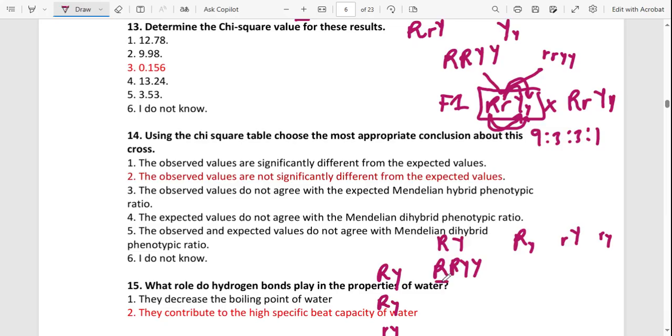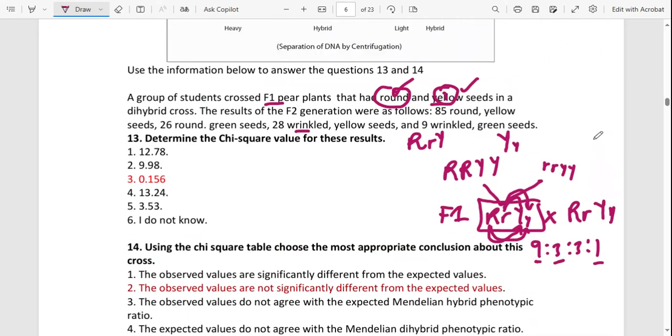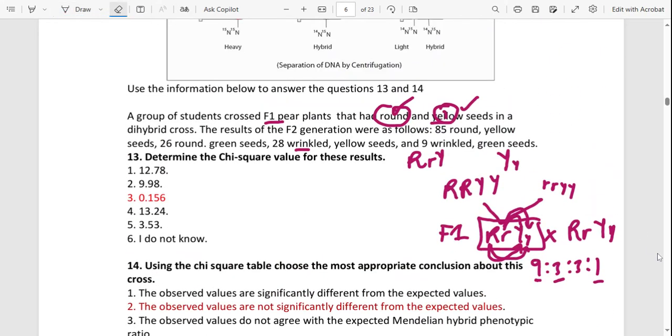You'll see that those which are going to have at least one capital R and at least one capital Y are going to be 9 out of the total. Those that are going to have a capital R and only small y's will be 3. Those which are going to have only small r's and at least one capital Y will be 3 also. And those which are going to have everything being small will be just 1. This is the normal Mendelian ratio for a dihybrid.